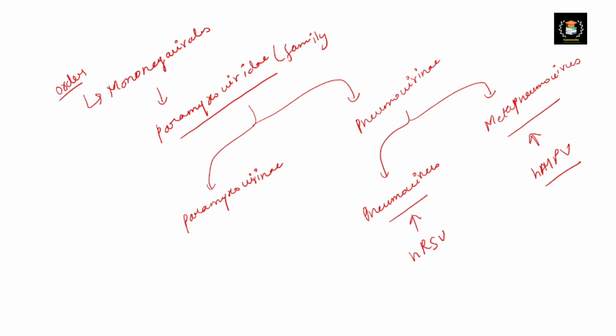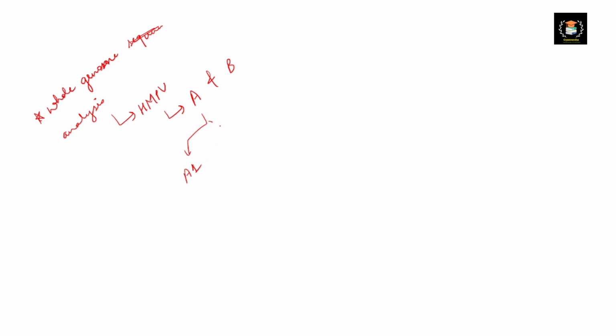Now, when the whole genome sequence analysis was done, HMPV exists as two genotypes, A and B. They were further classified into subgroups: A was classified into A1 and A2, and B was classified into B1 and B2.